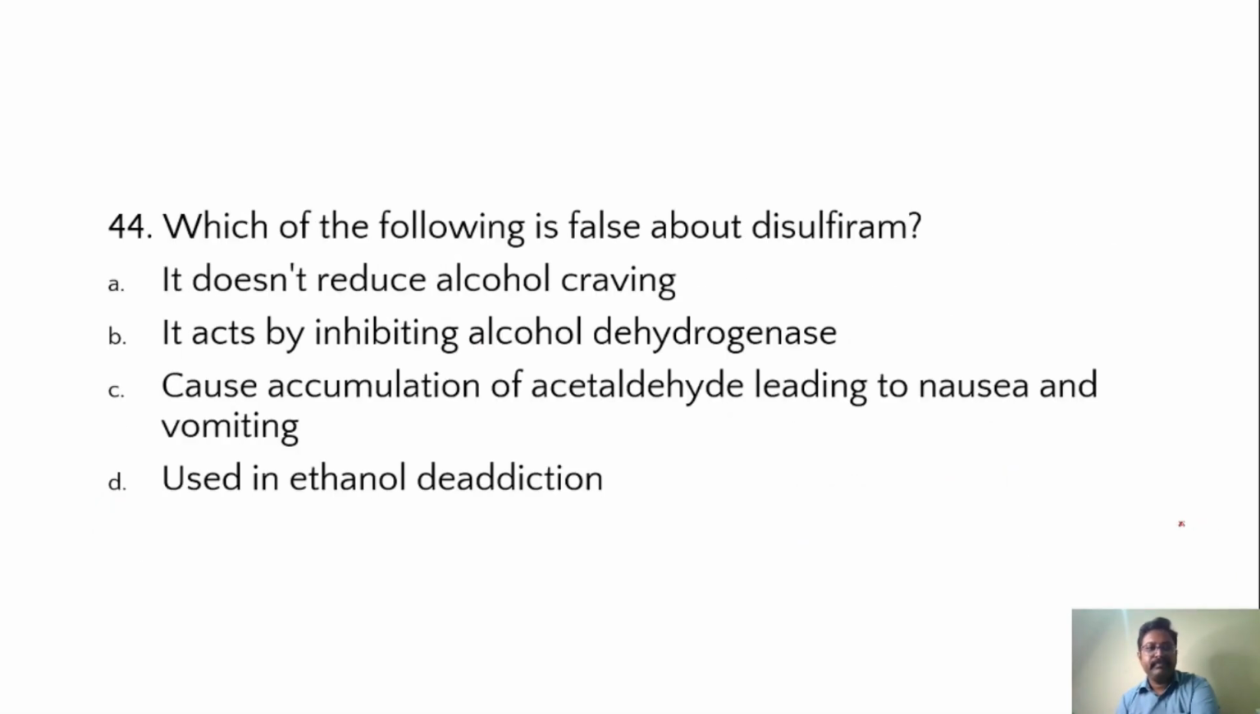Next, moving on to the next question, which of the following is false about disulfiram? So disulfiram, let us see the statements. So it does not reduce alcohol craving.